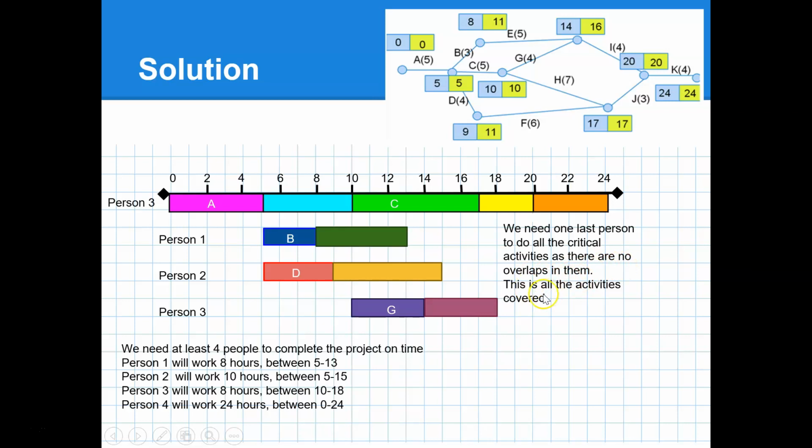There are no overlaps in them. This is all the activities covered. So that's meant to be person 4 there. So we need at least 4 people to complete the project on time.